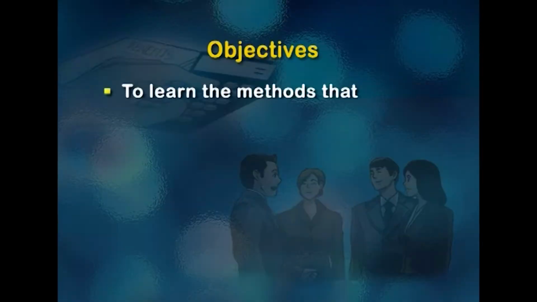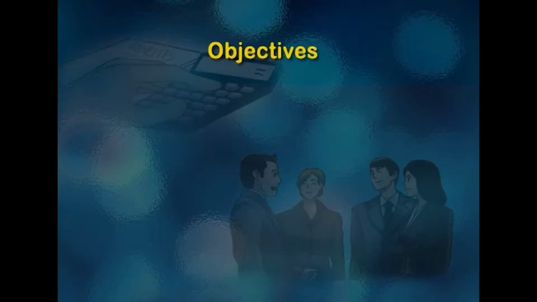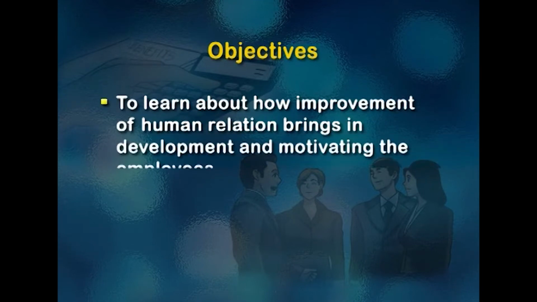The first objective is to learn the methods that would help to bring in benefits to the employee, because it would motivate the employee a lot. The second objective is to learn the importance of training and development in the growth of the employee and the organization too. And the third objective is to learn how improvement of human relations brings in development and motivates the employees to give their best.